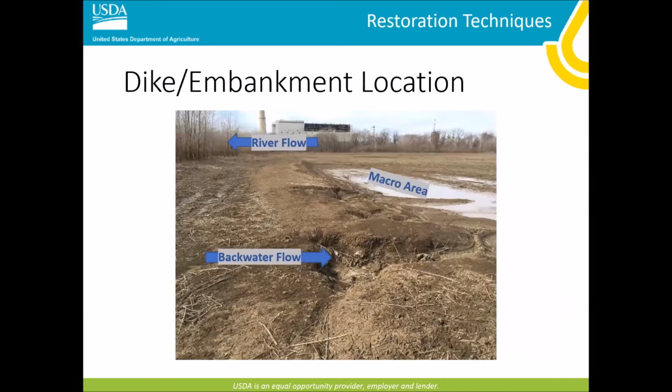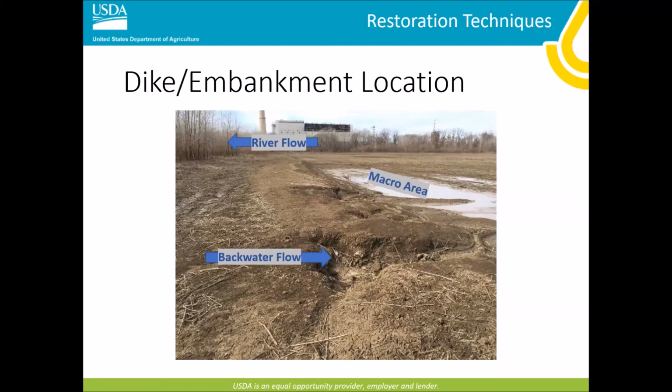So dikes and embankments in a floodplain, or worse yet, the floodway, as defined by the Indiana Department of Natural Resources, Division of Water, have a very high opportunity of failure, as you can see in this picture. This picture was actually from a wetland site outside of Terre Haute. If you see that power plant in the background, it's no longer there. That gives you a reference to where this is at.